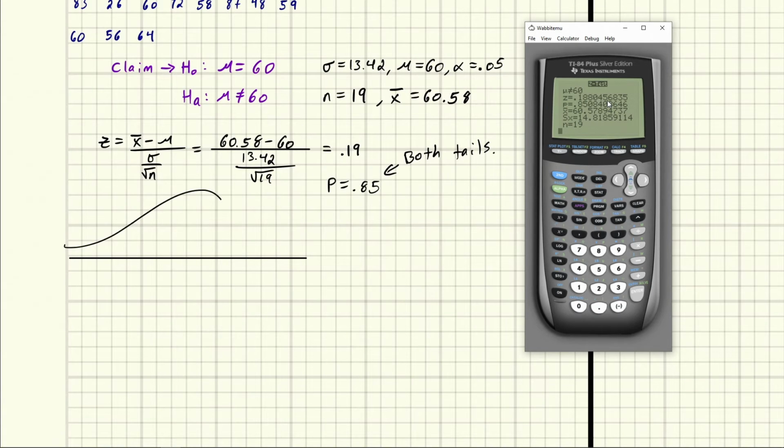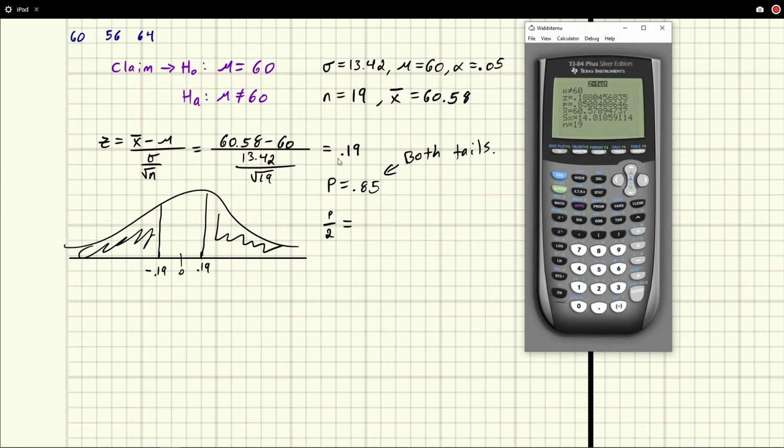So if we were to graph this, there'd be 0 here. Here's 0.19. It's a two-tailed test, so there's going to be area this way and area this way at negative 0.19 because it's two tails. So we need to account for both of these. If we look this up, this would give us P over 2. So if we go to the chart and look it up, we're going to get P over 2.